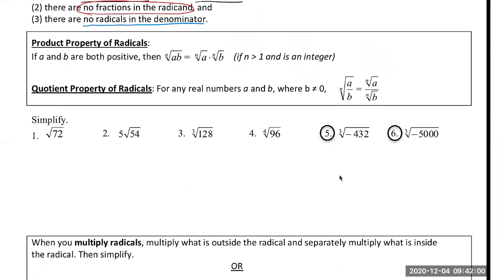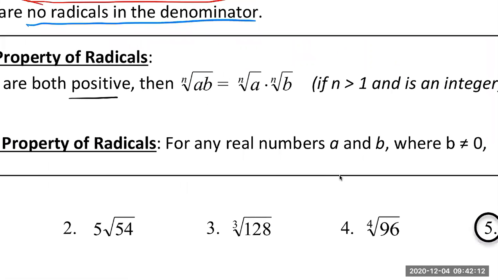Here are 2 properties of radicals that we've kind of been using before this. If a and b are both positive numbers, then the nth root of a times b equals the nth root of a times the nth root of b. So basically we can separate them. We've done this before. Say if you had the square root of 2 times the square root of 3, that's equal to the square root of 2 times 3.